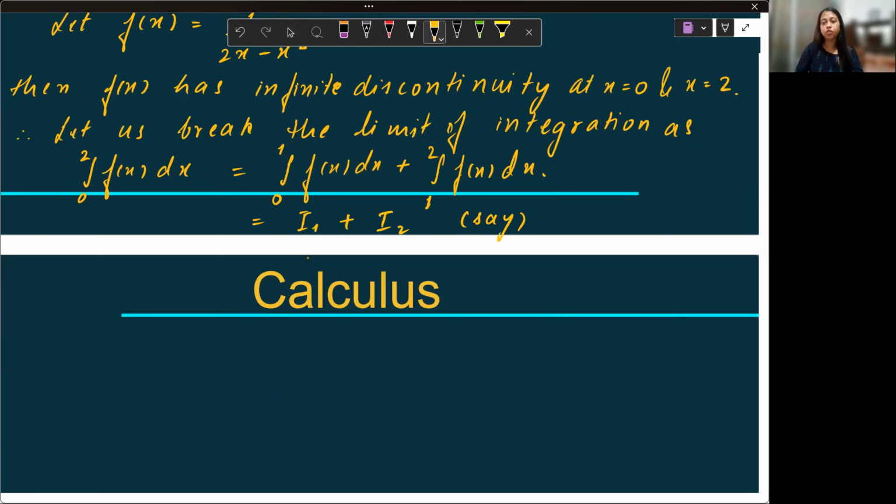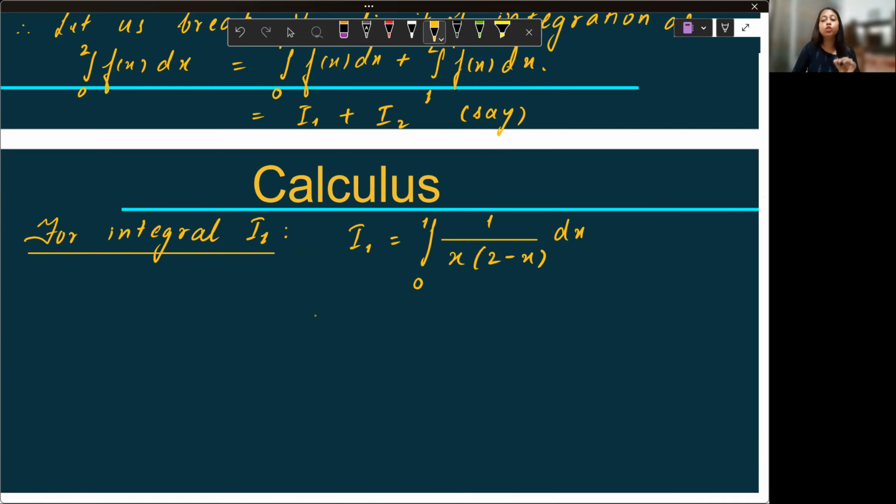For integral I1. What is I1? Let me rewrite it here. That is 0 to 1, 1 upon x(2 minus x) dx. That is I1. Here 0 is the only point of infinite discontinuity. I can see in the denominator I have a polynomial.